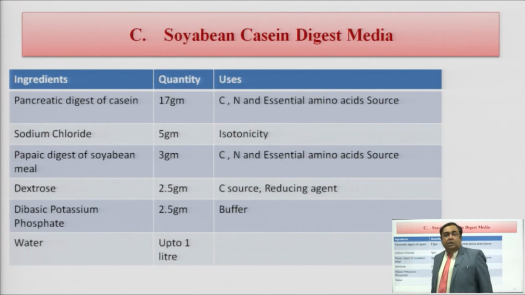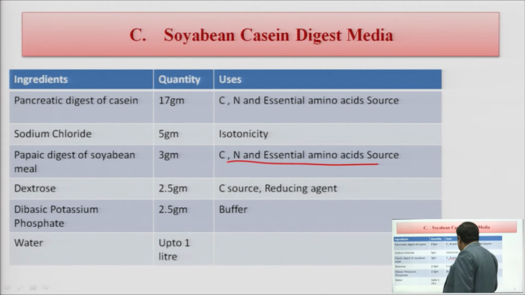And next is the soybean casein digest broth. Its composition is pancreatic digest of casein, sodium chloride, peptic digest of soybean meal, mainly as a source of carbon, nitrogen and essential amino acids, dextrose as a carbon source, dibasic potassium phosphate mainly as a buffer, and pH 7.2 with water up to 1 liter.